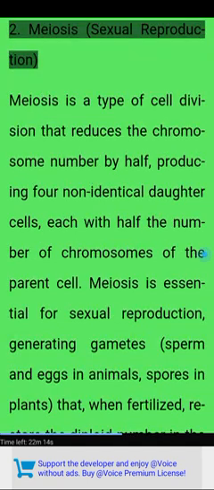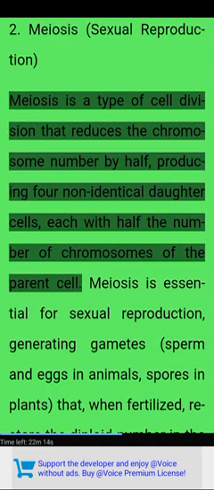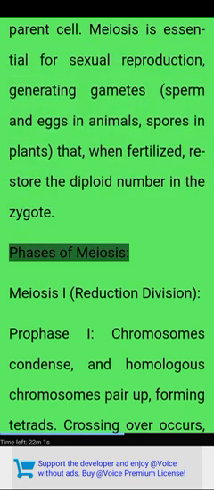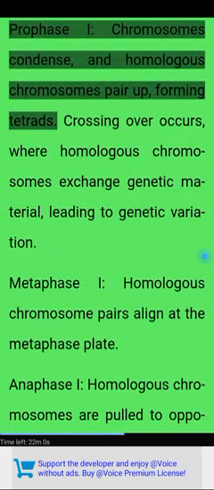2. Meiosis. Sexual reproduction. Meiosis is a type of cell division that reduces the chromosome number by half, producing 4 non-identical daughter cells, each with half the number of chromosomes of the parent cell. Meiosis is essential for sexual reproduction, generating gametes, sperm and eggs in animals, spores in plants that, when fertilized, restore the diploid number in the zygote. Phases of meiosis. Meiosis I. Reduction division. Prophase I.